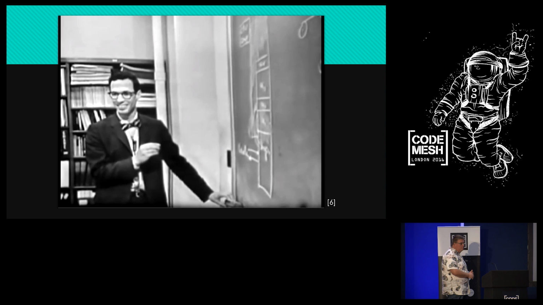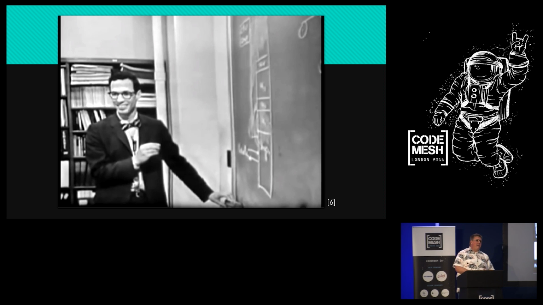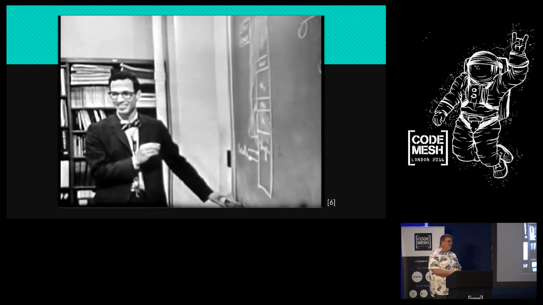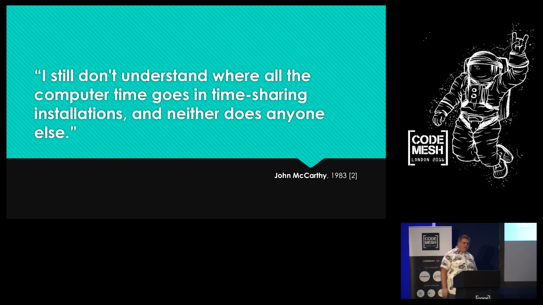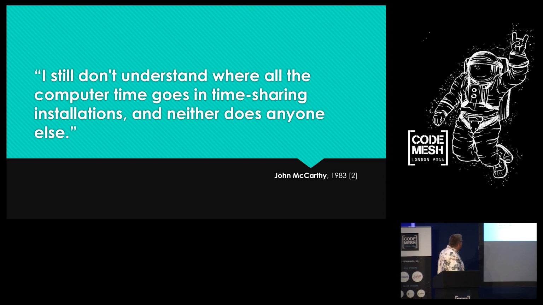All right, so that's one of the problems they had, was that they had more user demand than they had resources, right? So they had to share them somehow. And we're going to get into some of that in just a few slides here. I'm going to give McCarthy the last word here. He says, I still don't understand where all the computer time goes in time-sharing installations, and neither does anyone else.